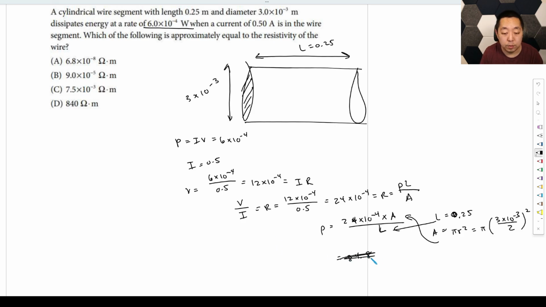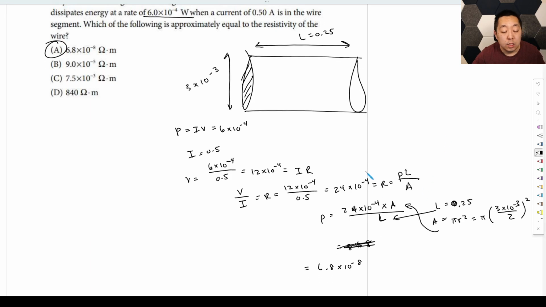I messed up my calculation here. I get 6.8 times 10 to the negative 8. Okay, so I get A here. Okay, cool.